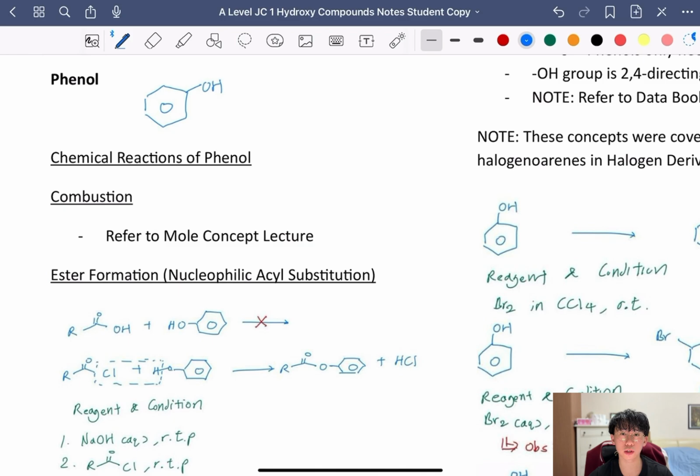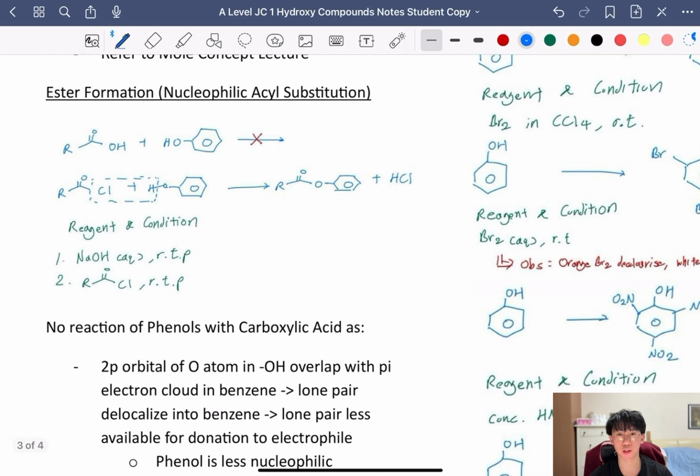So your phenols actually have this OH group that is directly bonded to the benzene ring. And this is very important because it forms the underlying basis for most of the reactions of phenols. For your chemical reactions of phenols, of course again we have combustion, but more importantly, we have ester formations as well.